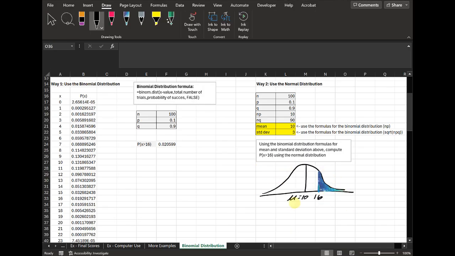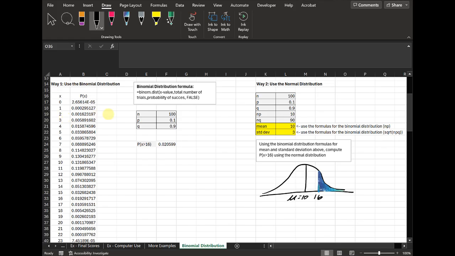Okay, so here is now this information translated into the normal distribution. So we said that the mean is 10, so this normal distribution is centered at 10, and we want to find the probability that x is greater than 16. So here's where 16 would be relative to 10. So this area here is what I want to find.